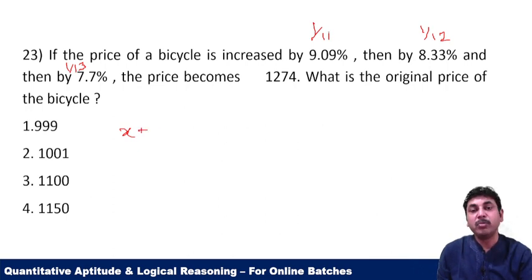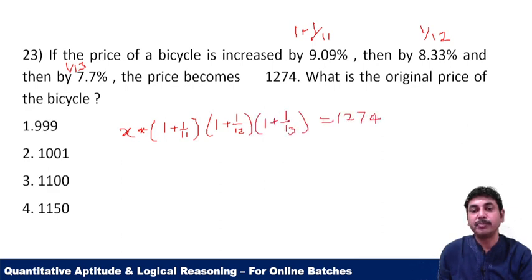Now this is increased by 1 by 11. So x into 1 plus 1 by 11, into 1 plus 1 by 12, into 1 plus 1 by 13, and this is equal to 1274. So if you simplify this bracket, this will be 12 by 11, this will be 13 by 12, and this will be 14 by 13.